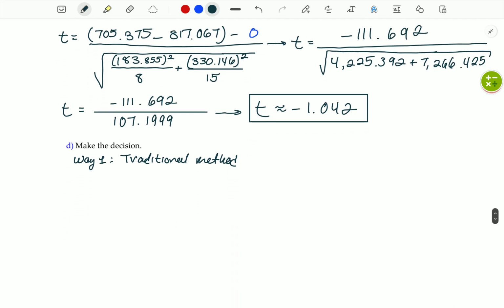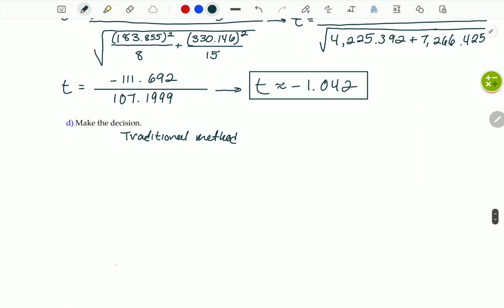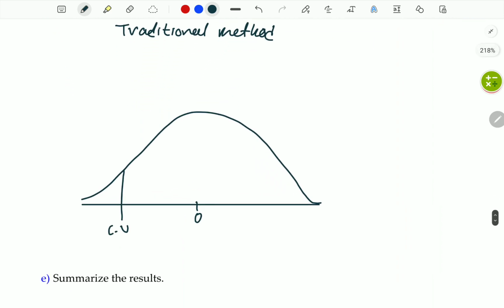Step 4, make a decision using the traditional method. So we're going to draw our bell-shaped curve. That's a better version. I like to put 0 in the middle. And we're going to place the critical value on the bell-shaped curve. The critical value was negative 1.895. And then we're going to shade into the tail region of this distribution.